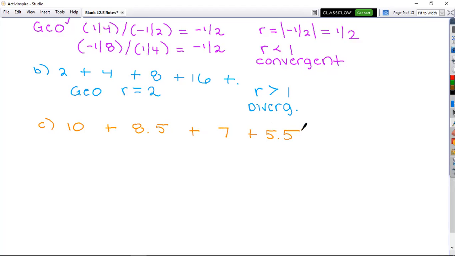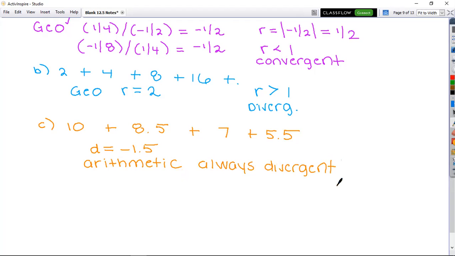All right, would you guys agree that this is no longer geometric? What are we going down by? Yeah, -1.5, good. So this is a common difference of -1.5, which means that this is arithmetic. In your notes, I think it was bullet point number 2, arithmetic are always divergent. That's it. That's all you got to say on that one. So nice, quick, and easy. Those are just like the first 3 that you did yesterday.